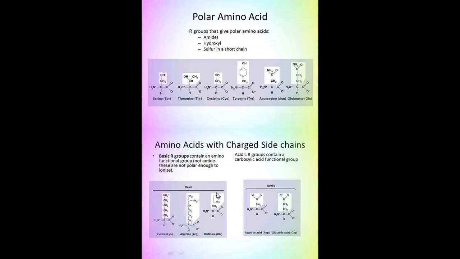Histidine has an ammonia or an amine group which is charged, which makes it some kind of basic amino acid. Acidic amino acids are the ones with carboxylic acid groups as part of the side chain. So aspartic acid and glutamic acid are the acidic amino acids, while the others are non-acidic, which are polar.